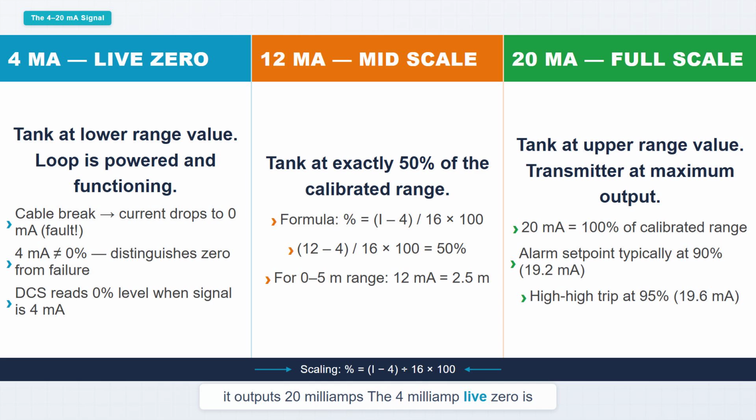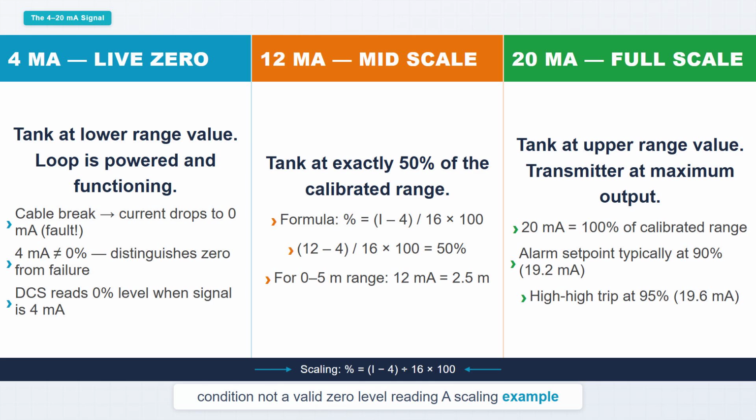The 4 milliamp live zero is critical. It means the loop is powered and functioning. If the cable breaks or the transmitter fails, the current drops to zero, which the DCS immediately recognizes as a fault condition, not a valid zero level reading.